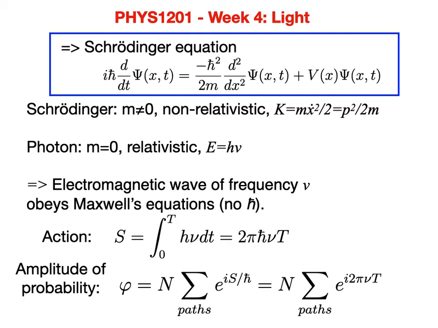And if I write an amplitude of probability for the photon to go from one event to another, I have to sum over all the paths as usual. But the phase is the action divided by h bar. And as you see, the action is proportional to h bar. So when you divide by h bar, there is no h bar anymore. And that's what makes light a bit interesting and specific, despite the fact that you are writing things in quantum mechanics. You have no h bar in your final equation.